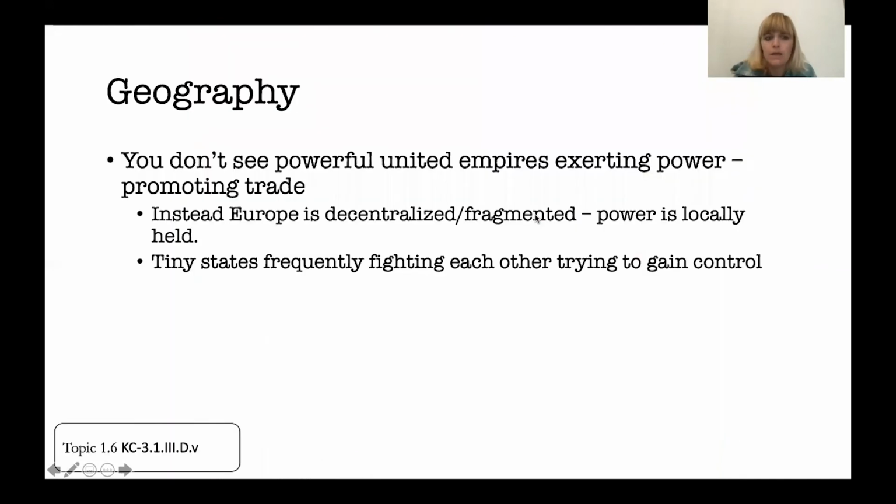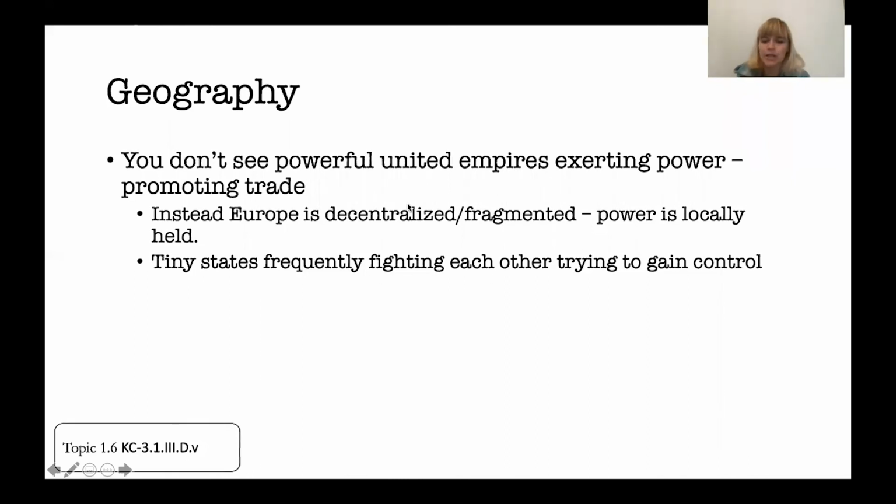All right, so guys, when we're talking about the geography of Europe, we're talking about small tiny political states. We're not talking about these powerful united empires. We're not talking about the Song dynasty or the Delhi Sultanate or the Abbasid Caliphate. No, we're talking about small, fragmented groups of people, okay? Make sure you understand this buzzword right here.